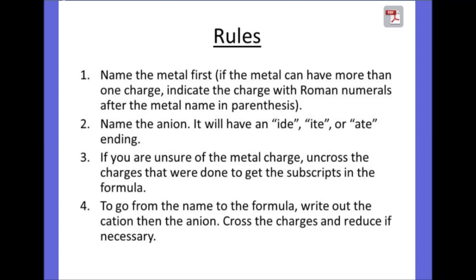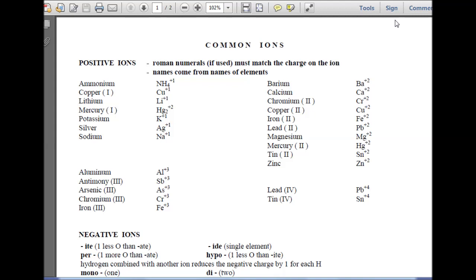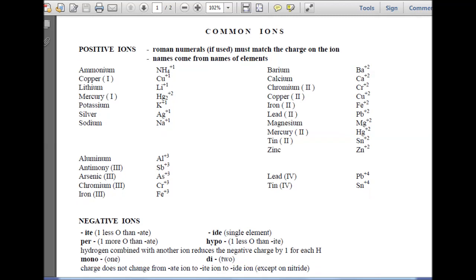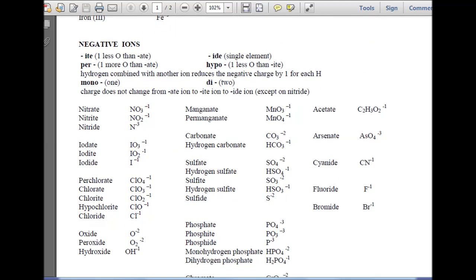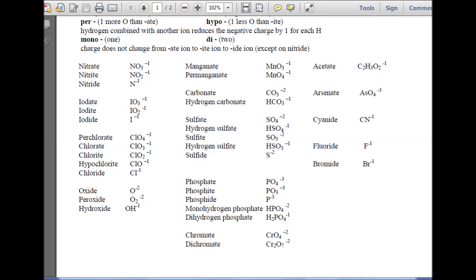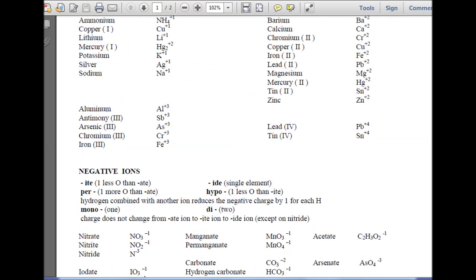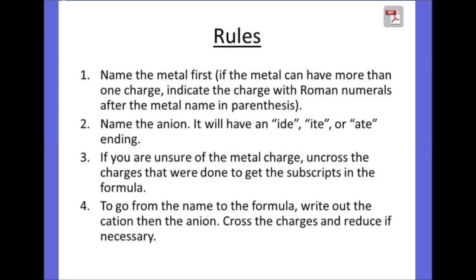Now for doing this, you are going to have your ion sheet handy. And your ion sheet will look like this. And it's in your handbook Mr. Kleinschmidt and I gave you. So if you don't have this, make sure you get a copy of this. It has the positive ions or the cations you need and all of the anions you will need as well. So make sure you have this handy, and if not, please see us right away to get one.